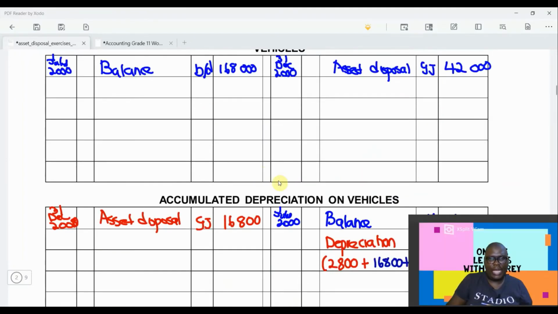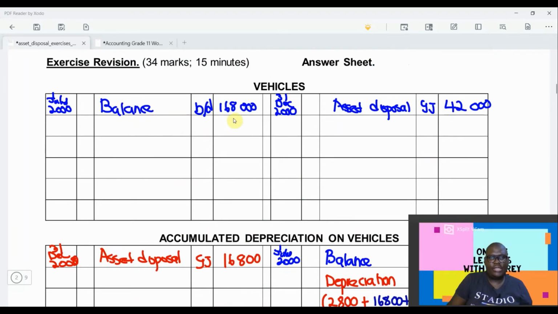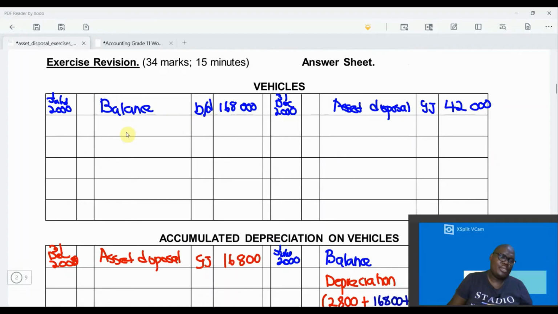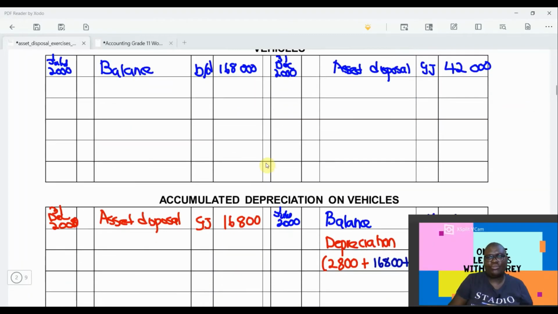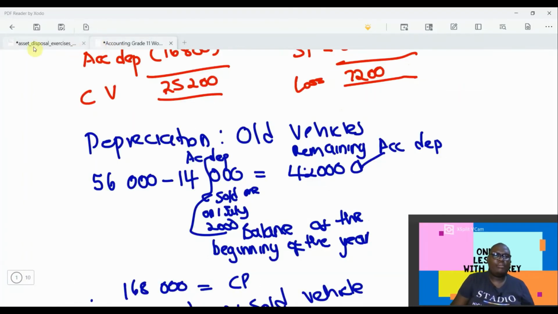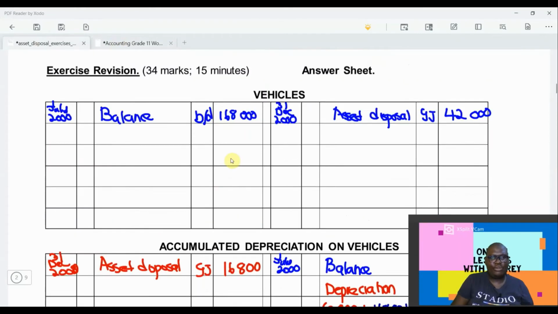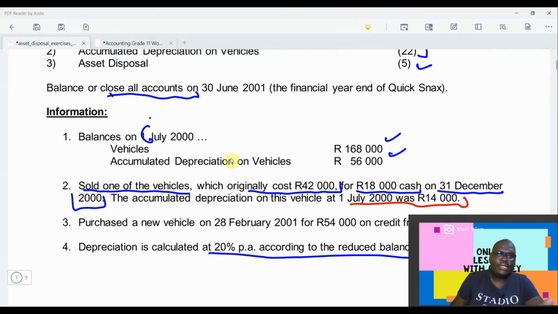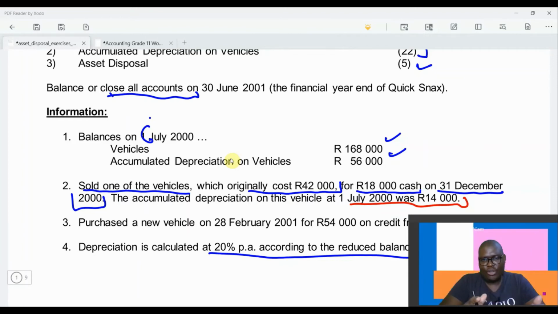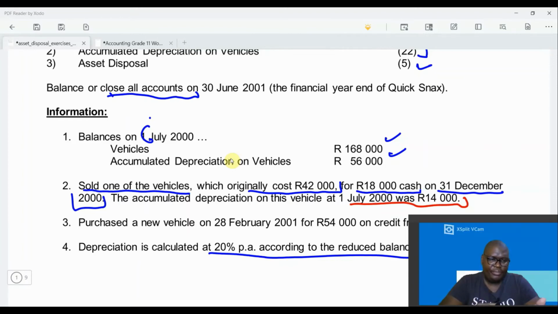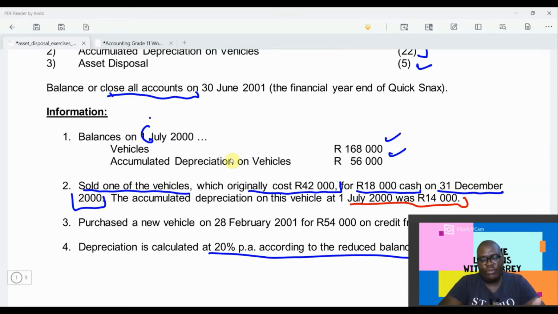Okay, we are almost done. I think we've solved the asset disposal part. We need to show how the balance of the one that was bought too. We need to include it in our workings. So to confirm our information, we need to go back there and check. The cost price of the vehicles that we had at the beginning of the year, 168,000 minus the one that was sold, which cost 42,000, leaves us with 126,000. So far we know our cost price for the old vehicles is correct.